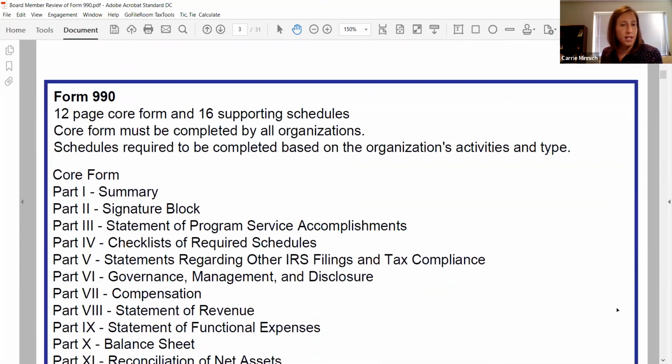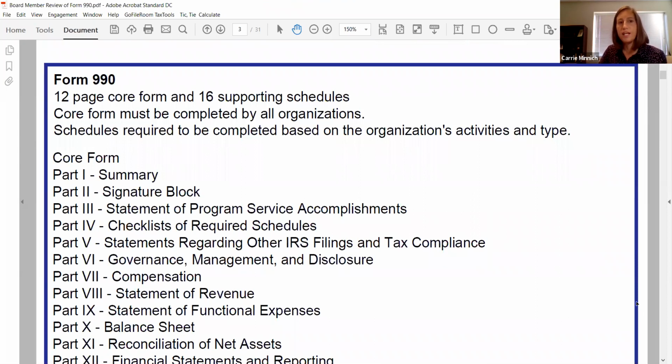So Form 990 starts with a core form. It has 12 pages. And then depending on your organization's activities and what type of organization you have, there are 16 additional schedules that may need to be completed. Now, it is very rare that any organization would have to file all 16 supporting schedules. Usually organizations will have to file an additional 3 or 4 schedules. We are not going to go over every single one of these schedules today, but we will talk about a couple of very common ones that most nonprofits do have to file.